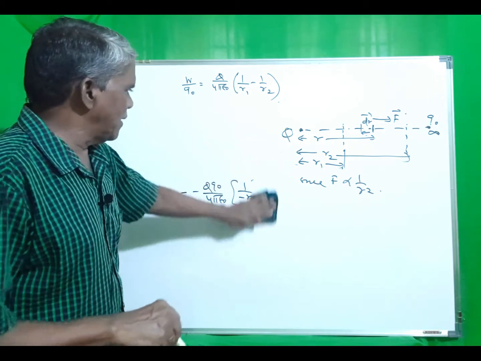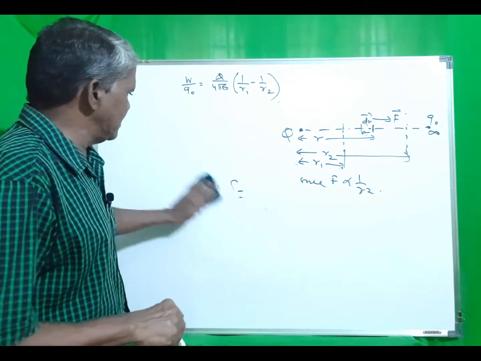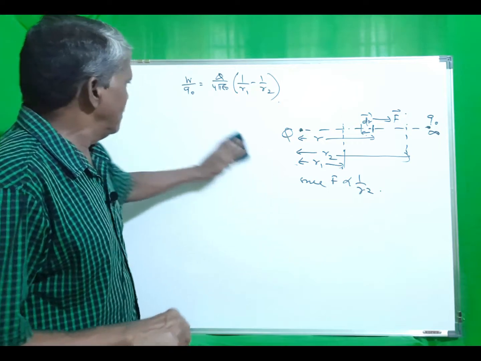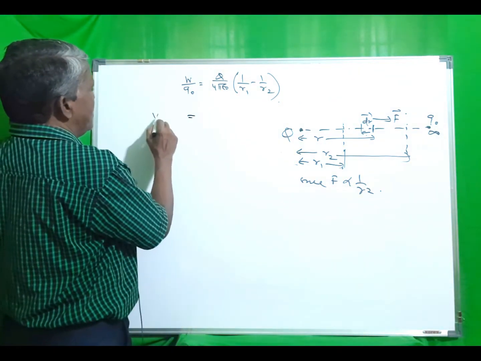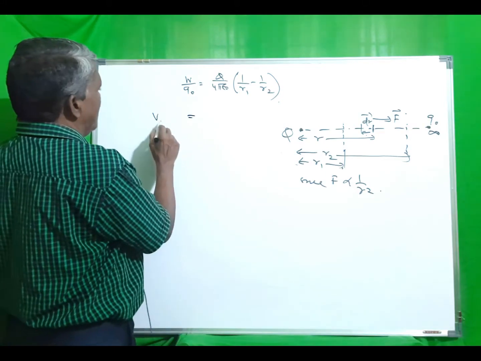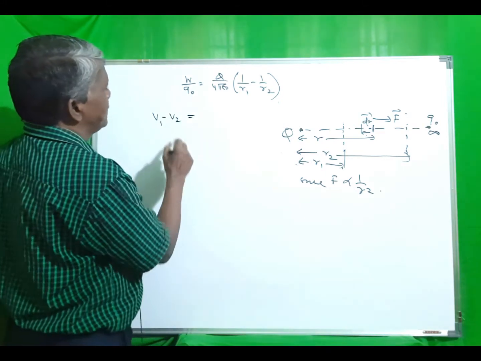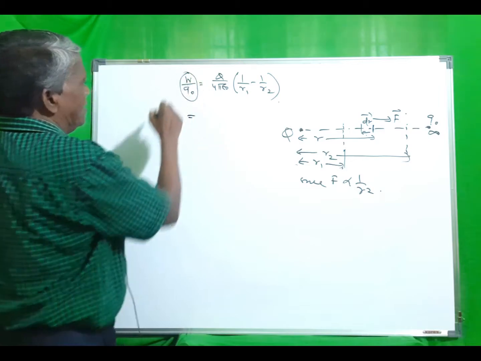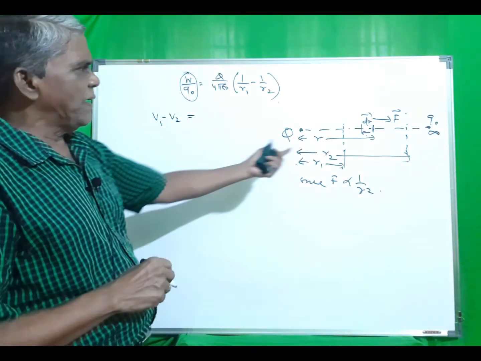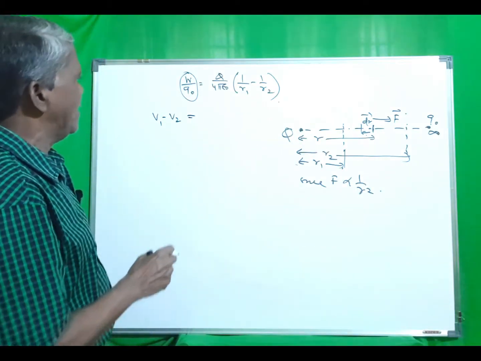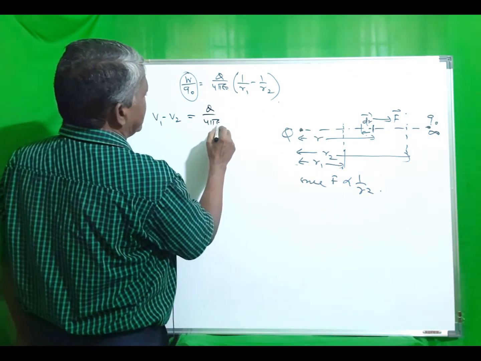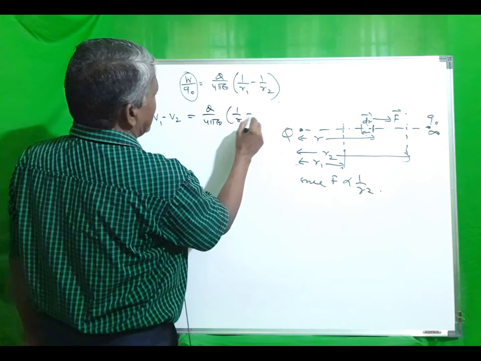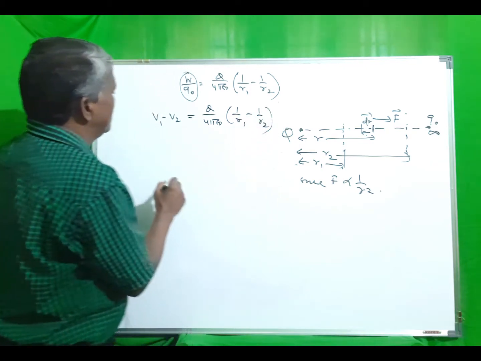But the amount of work done divided by test charge is the difference of potential. This is V1 minus V2. Work done per unit charge is the difference of potential between the 2 points. This is Q by 4 pi epsilon 0 into 1 by r1 minus 1 by r2.